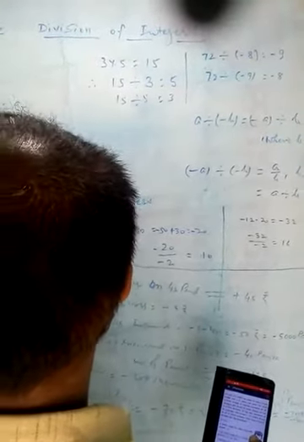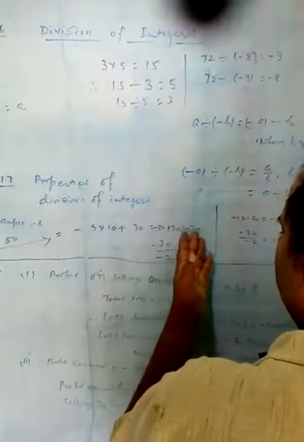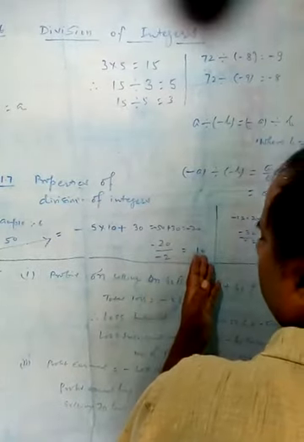And you can write here: 30 minus 50 is equal to -5 into 10 plus 30 is equal to -20, and -20 divided by -2 is equal to 10.